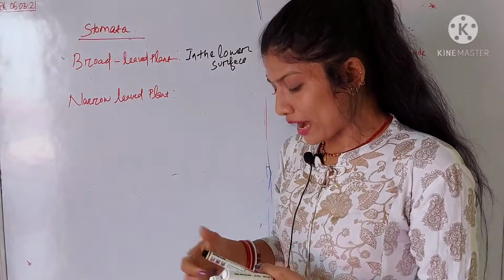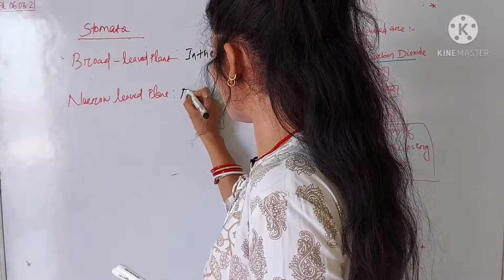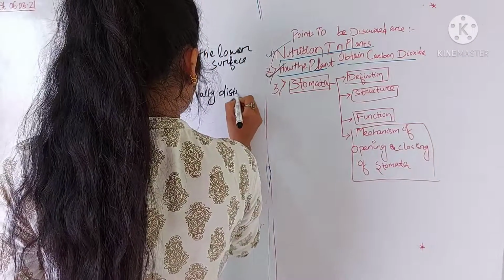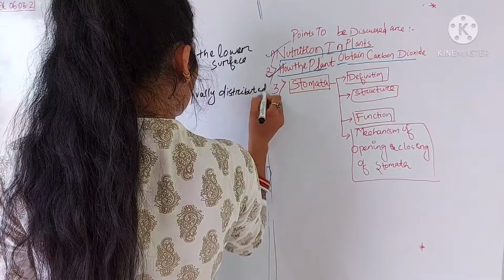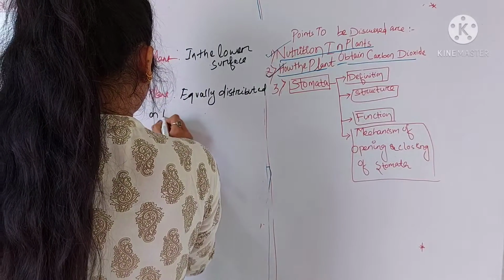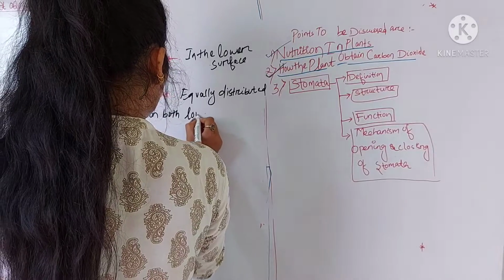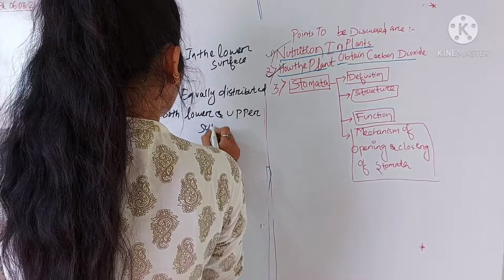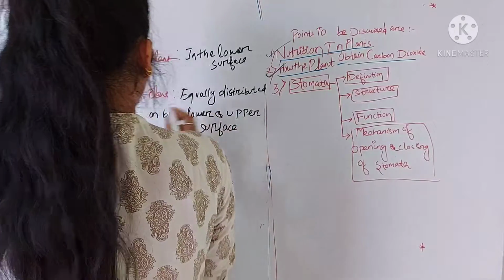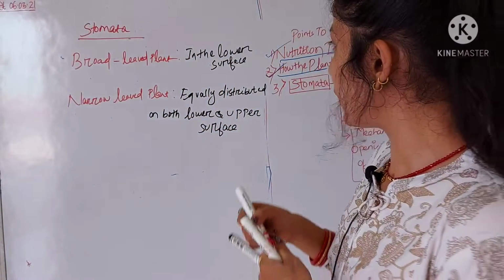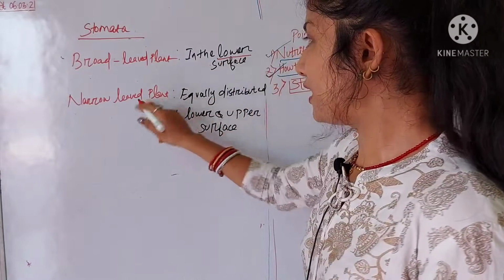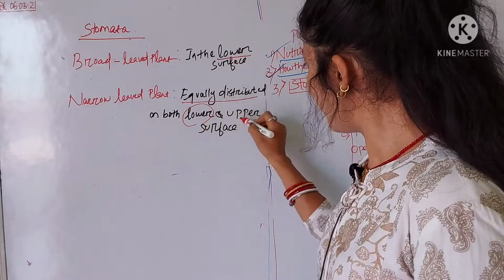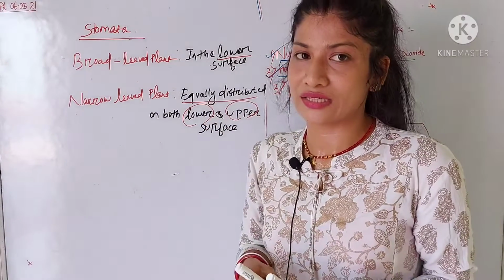In the narrow-leaf plant, the stomata are present equally, equally distributed on both the lower and upper surface. But in the broadleaf plant the stomata are present only on the lower surface, while in the narrowleaf plant the stomata are equally distributed on both lower and upper surface.